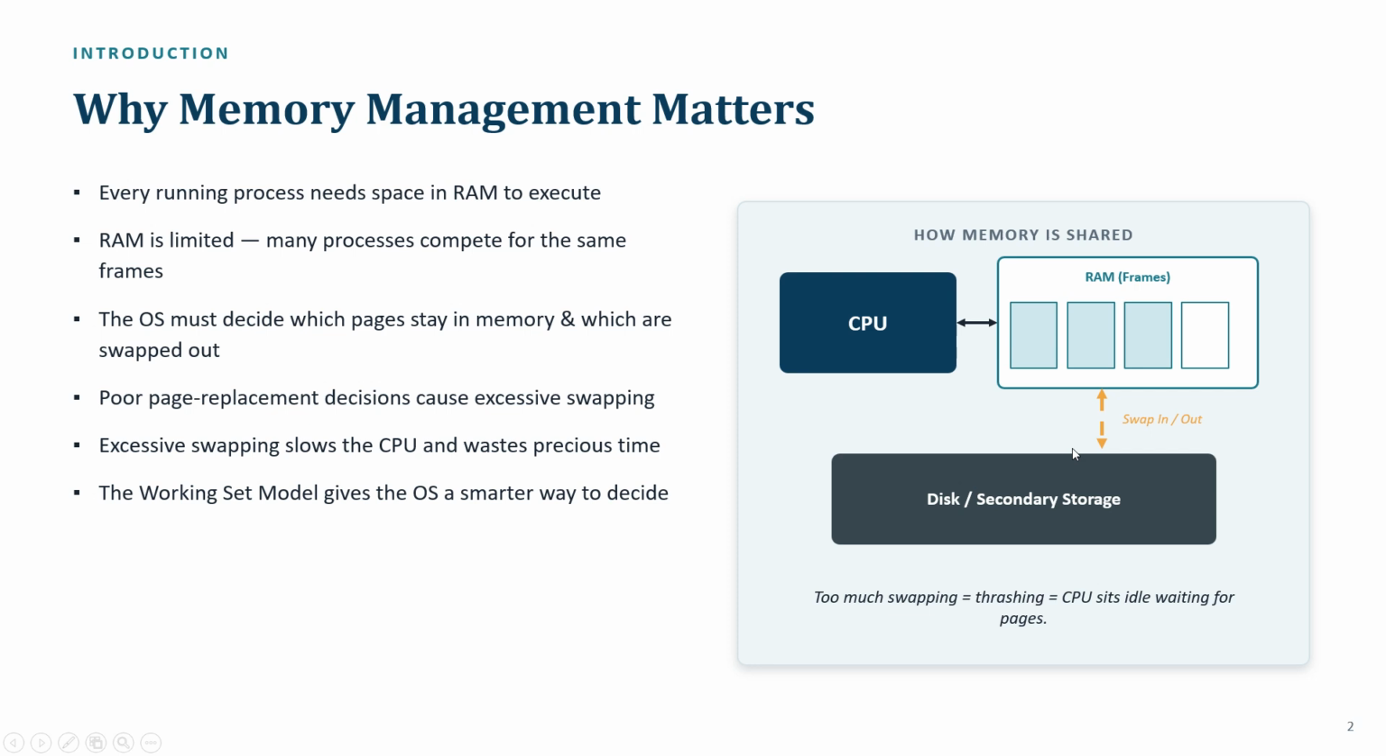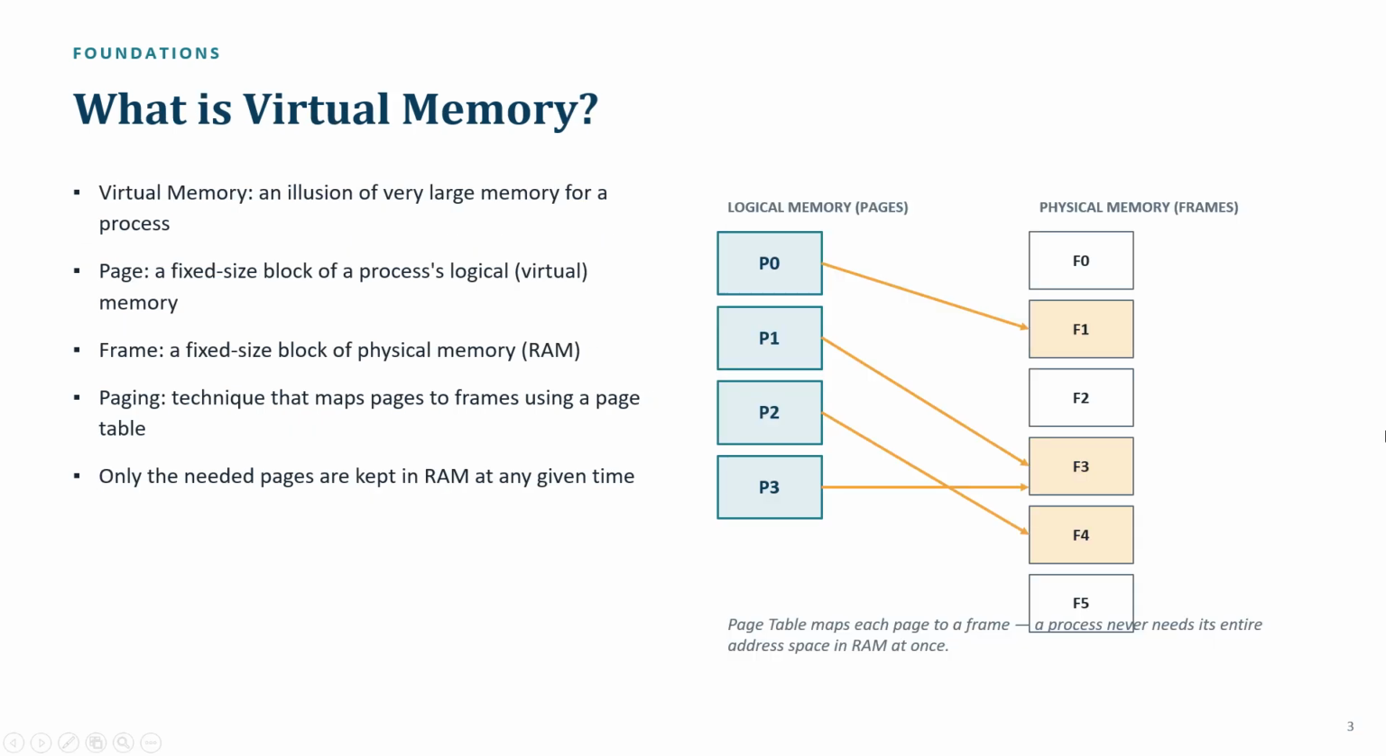Now here's the problem. If the operating system keeps making bad choices about which pages to swap, the CPU spends more time waiting for the pages to come back from the disk than actually doing useful work. This is the exact gap that working set models were designed to fill. And the entire video is about that only. Now let's move to the next slide.